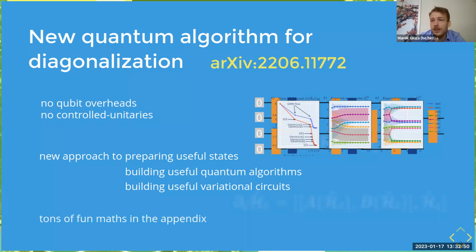One thing that I will not talk much about is all the mathematics that is behind this proposal of the quantum algorithm, and I invite you to look at it, and I'm really happy to always talk about this as well.